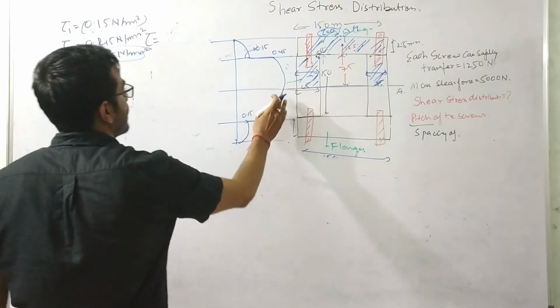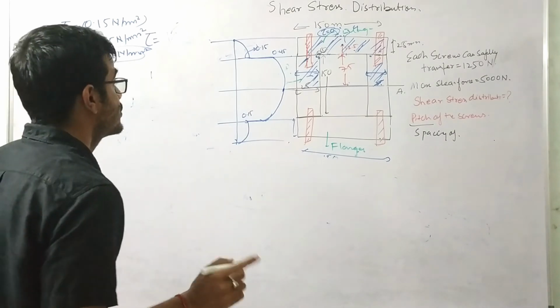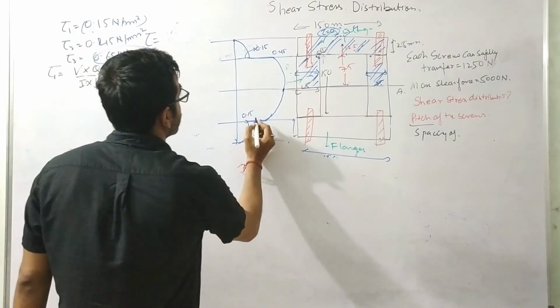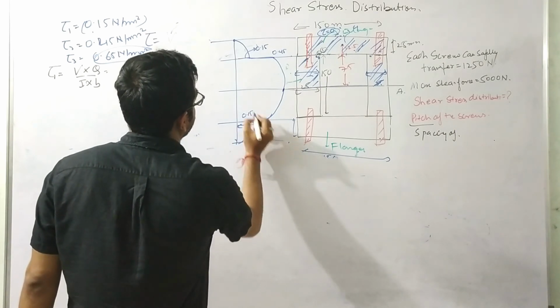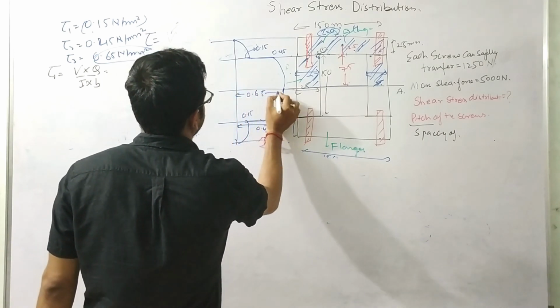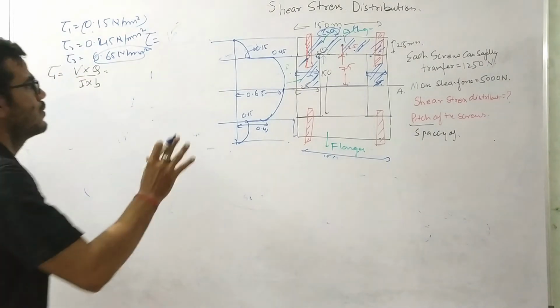This will be symmetric. Same figure will be there. Okay, symmetrical. This is a symmetrical cross section, so our shear stress distribution will also be symmetric. Remember that. So this distance is 0.45 and this is 0.65. Okay, so this is the shear stress distribution across this cross section.